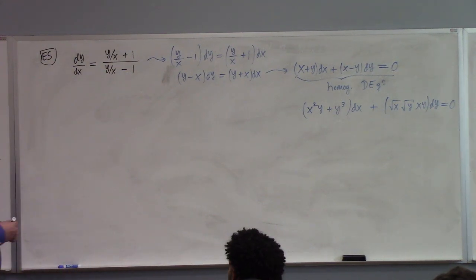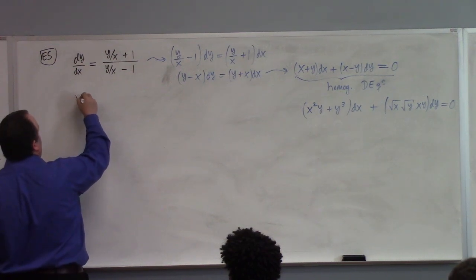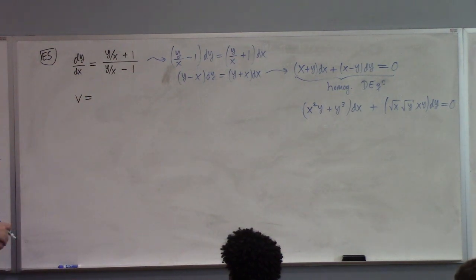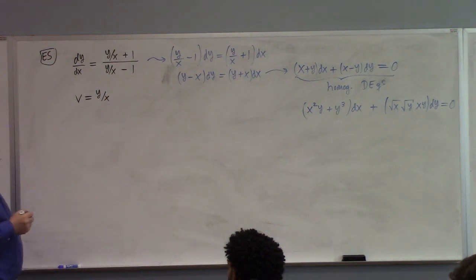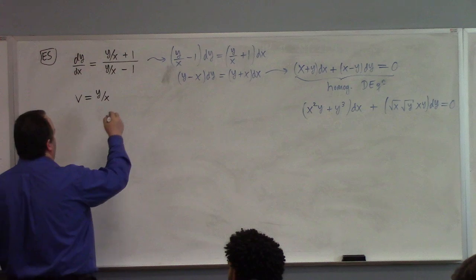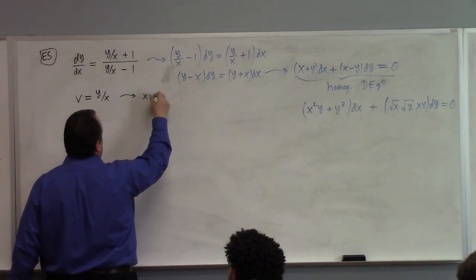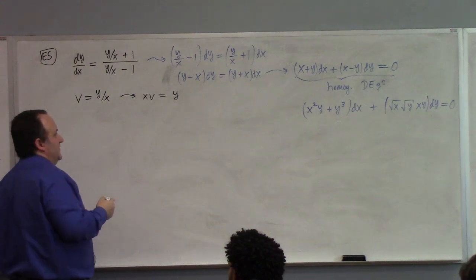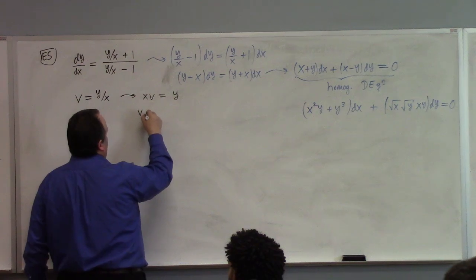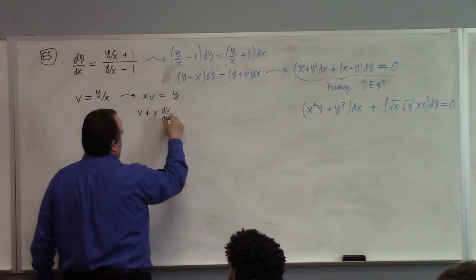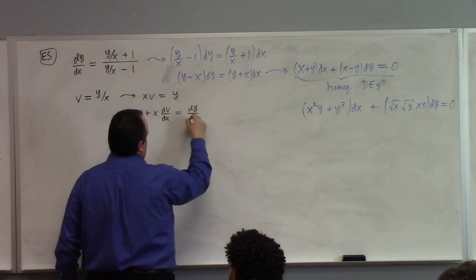So what do you think we should let v equal to? I heard y over x. I'll allow it. Now, do you want to differentiate y over x? No. So why don't we trade this out for xv equals y? That is ever so much more lovely. Differentiate that. What do you get? Well, you get yourself v plus x dv/dx is equal to dy/dx.